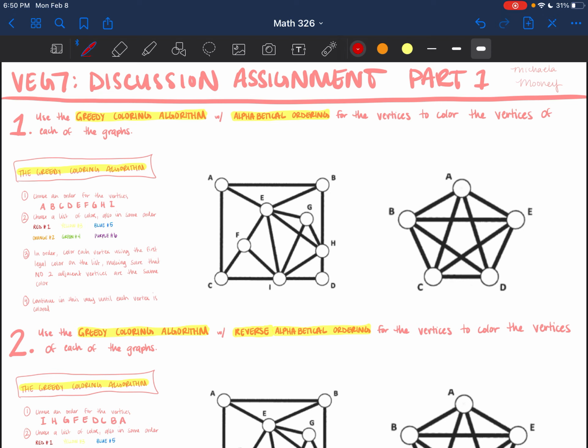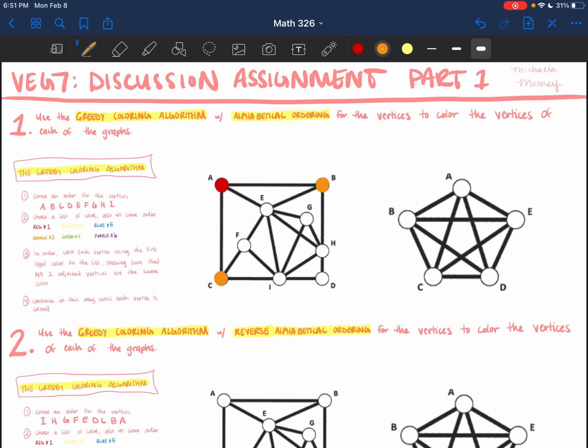We're starting in order, and the first vertex in our order is Vertex A. Our first legal color is red, because that's the first color on the list, and there's no other color on the graph. So Vertex A is going to be red. After that, we move on to Vertex B, and B is touching A, E, and H. A is already red, so that is not a legal color for B. The next legal color on the list is color number 2, which is orange, so we color B orange. Up next, we have Vertex C, and C is touching A, F, and I. A is red, so red is not a legal color for C, and just like B, it is going to be orange.